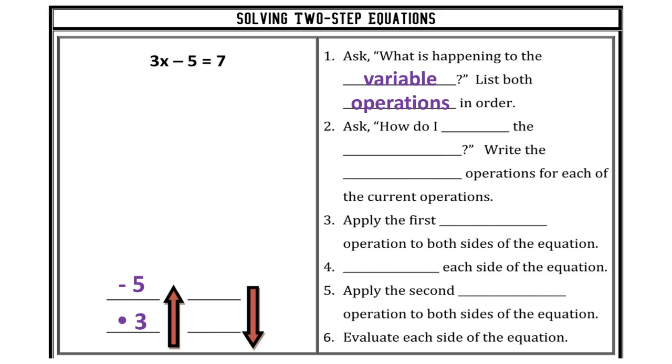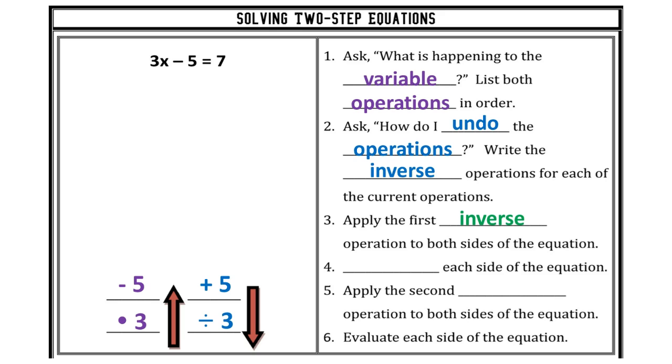I need to undo those operations using the inverse operation. So now I ask, how do I undo the operations? Write the inverse operation for each of the current operations, and we need to write them in inverse order. So we multiplied by 3 and subtracted by 5. So to undo that, we need to add 5 and then divide by 3. We started going from the bottom up, now we're going from the top down using inverse operations.